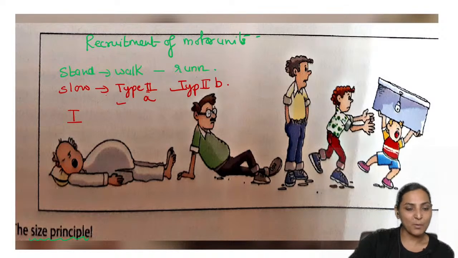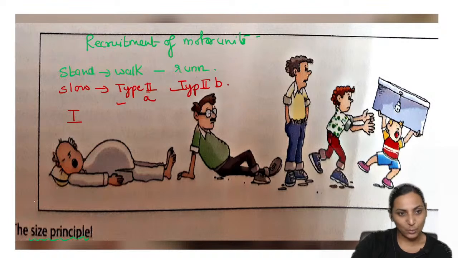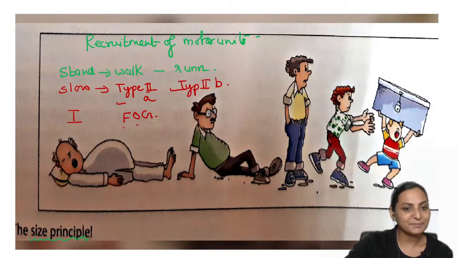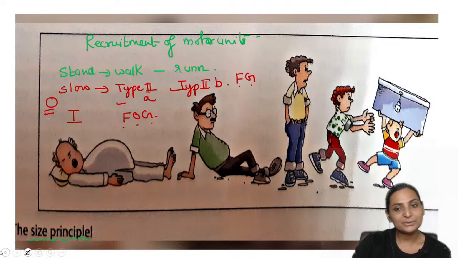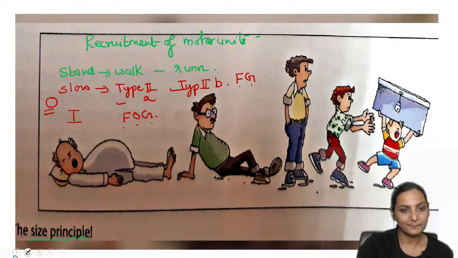So when the intensity of the work increases, there is going to be recruitment of slow, that is type 1 fibers, followed by type 2A and then type 2B. Type 2A are FOG, that is fast oxidative glycolytic, whereas type 2B are FG, that is fast glycolytic, whereas slow fibers are basically the oxidative fibers. So this is how there is recruitment of the motor units with increase in the intensity of work.